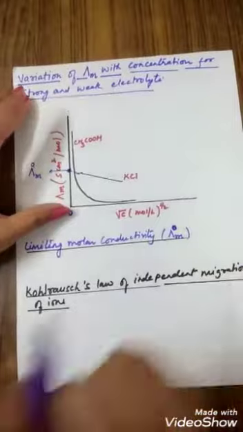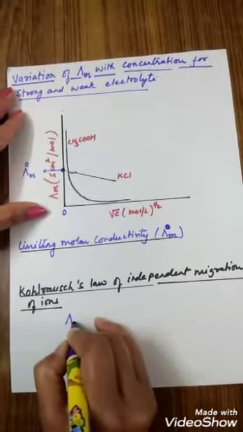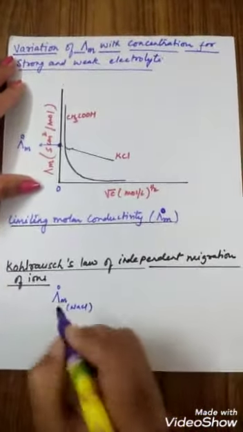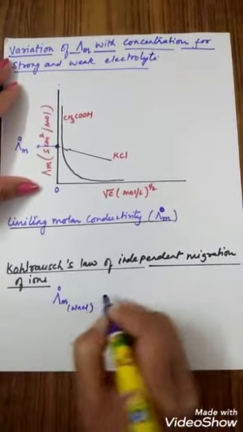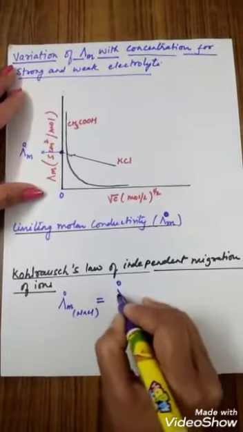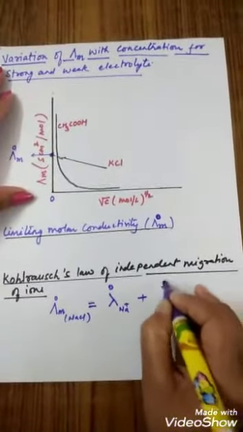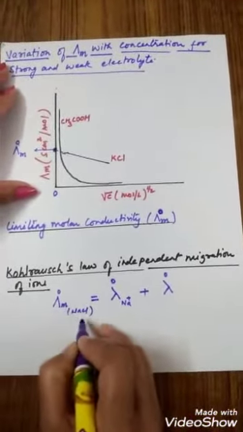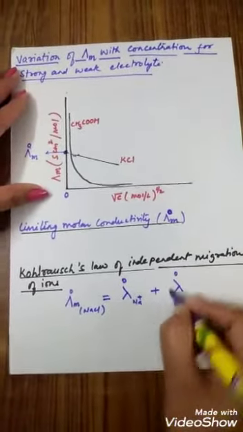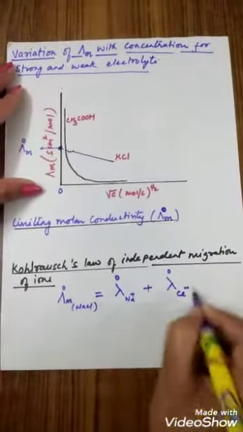And he observed that the limiting molar conductivity of any electrolyte, like if suppose we say NaCl, is equal to the sum of individual ionic conductance. So see, this is the limiting molar conductivity of NaCl, that is equal to the sum of ionic conductance of Na plus ion plus ionic conductance of Cl minus ion, sum of ionic conductance.